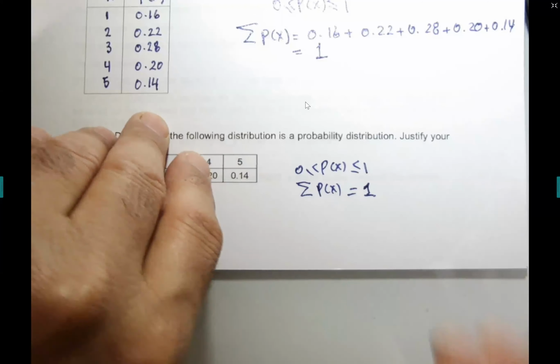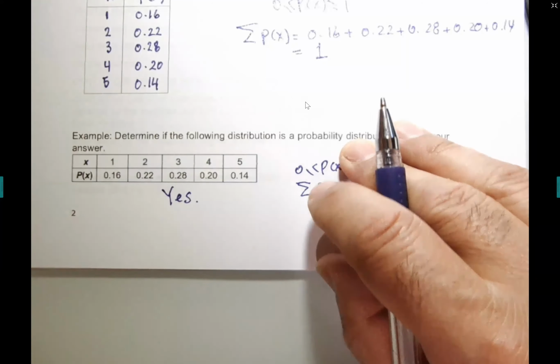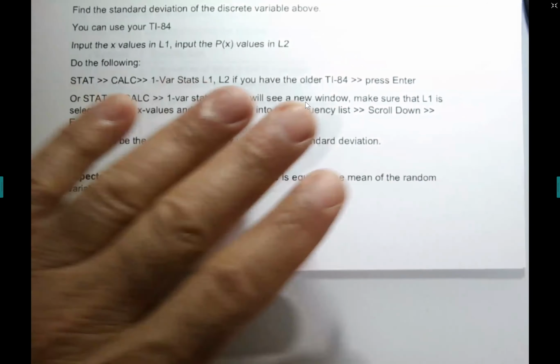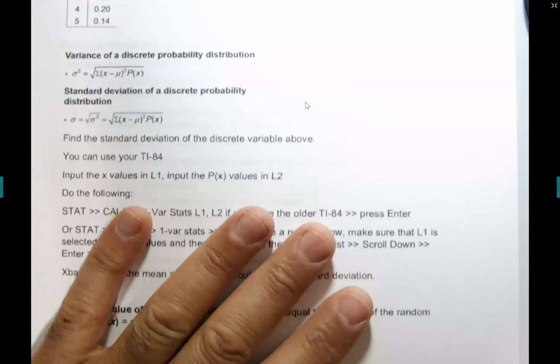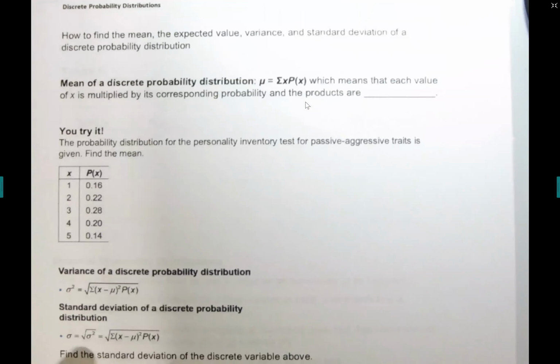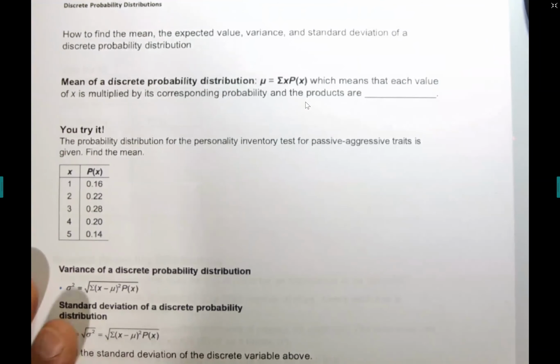Let's do another example. We'll do some from the book. Any questions about the probability distribution? Okay, before I go further, I'm just going to do a couple examples from the book. So just to make sure, guys, that you understand this.